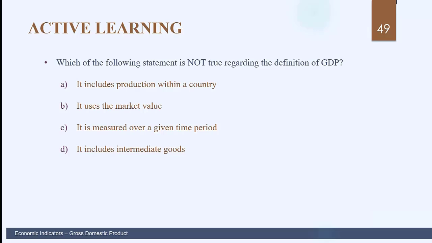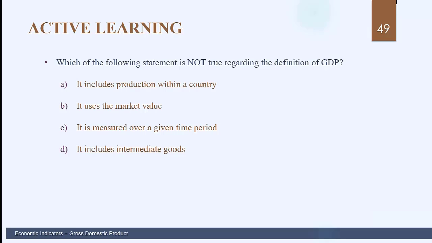B says it uses the market value. That is true because we know that gross domestic product is a measure of the final value of all goods and services sold within a country's borders. C, we know, is also true. We know that GDP is measured over a given period of time, usually over a quarter of a year.